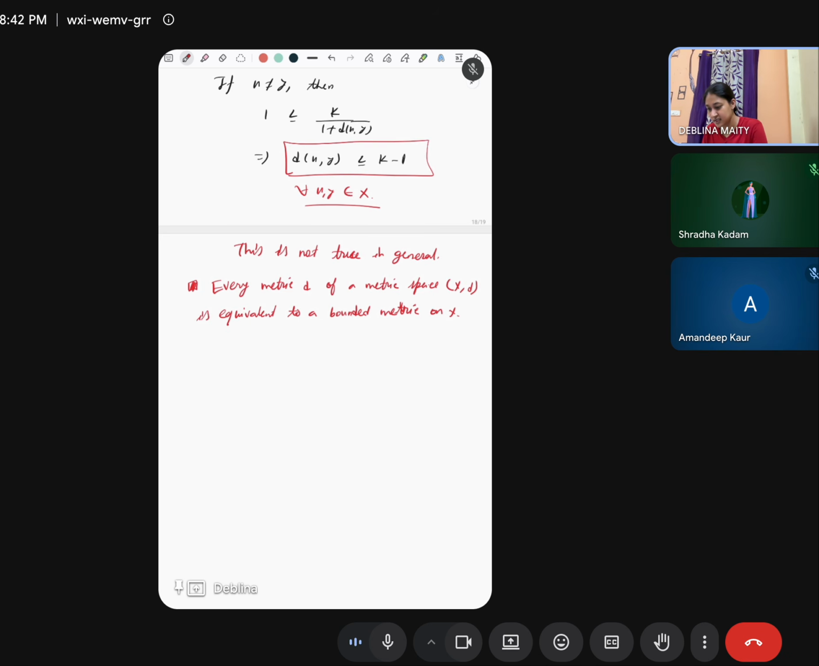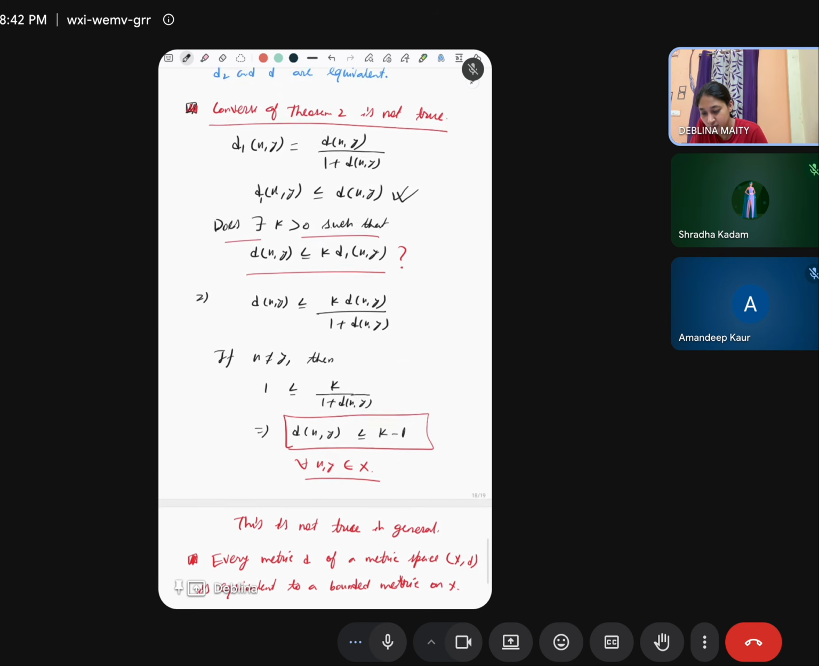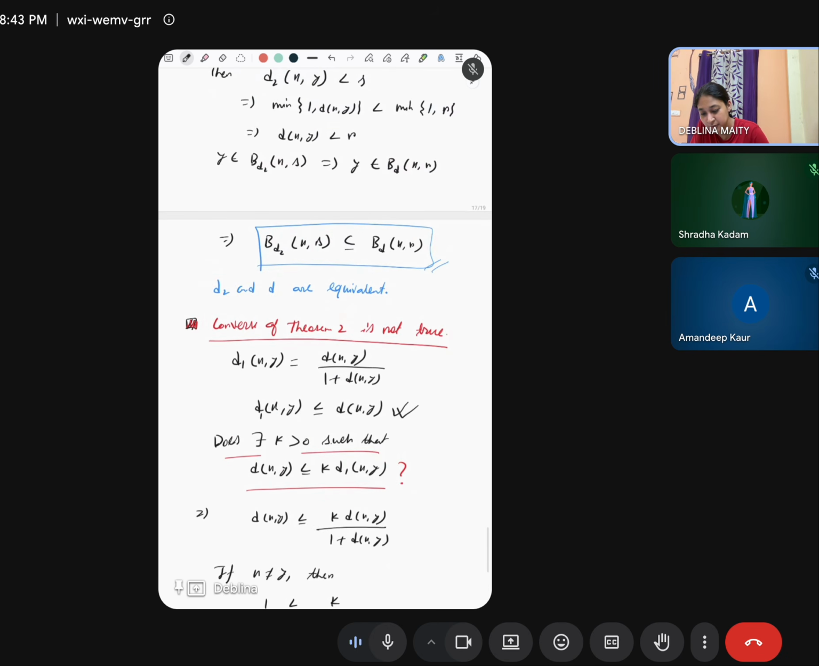This implies the collection of open sets, that is, the topology of the two metric spaces is the same, but it cannot determine the boundedness of a set or the whole space, right? Okay, now I have discussed equivalent metric spaces.